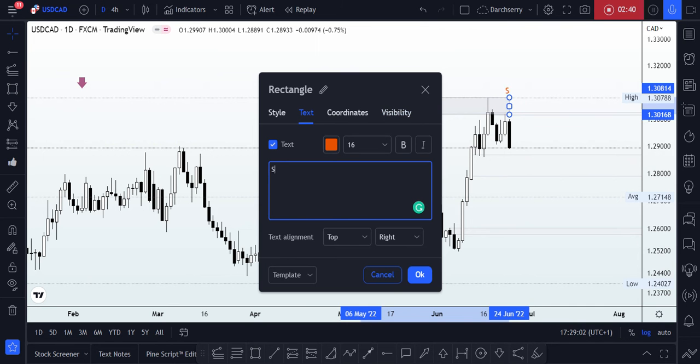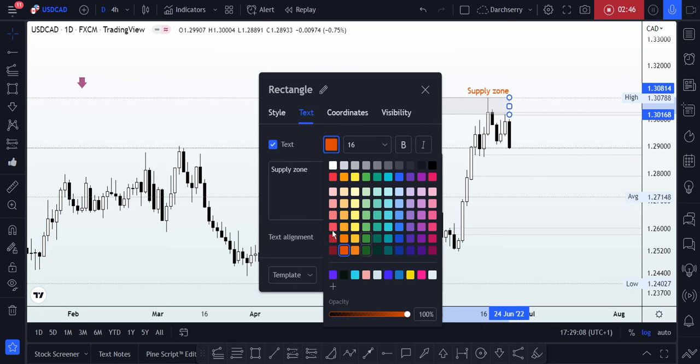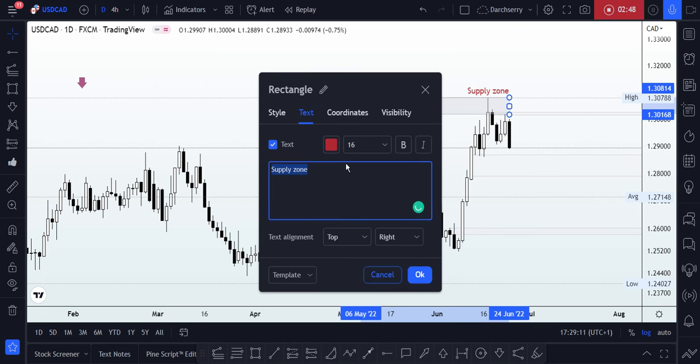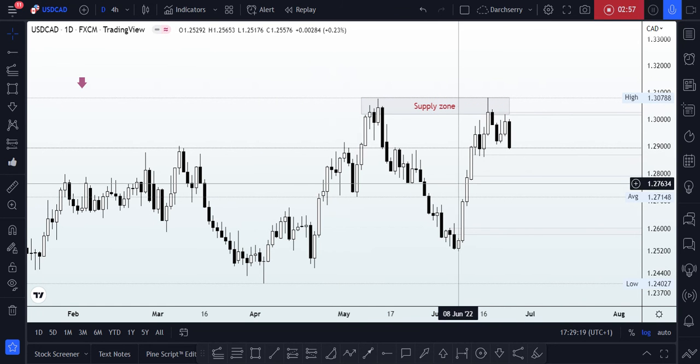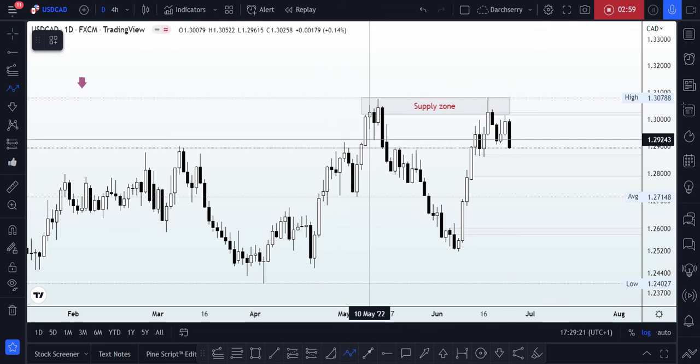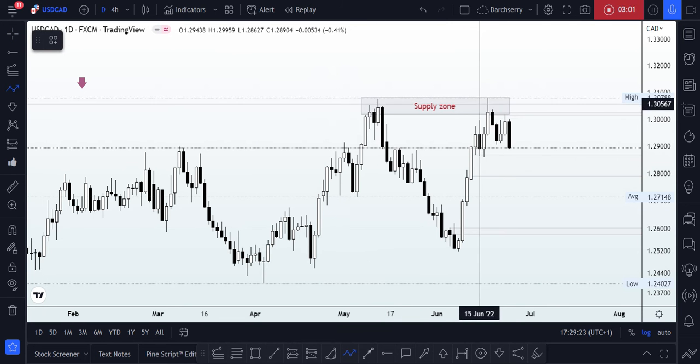Let's label this area our supply zone. I want to place it right in the center of this. So we have a supply zone sitting around this area, and one thing we will observe is that every time price comes into this area, we saw a sharp rejection, and the same thing happened mid of this month. We saw a sharp rejection of this area.